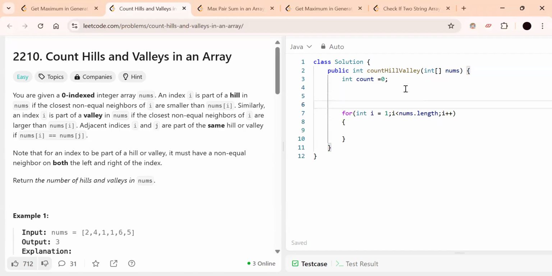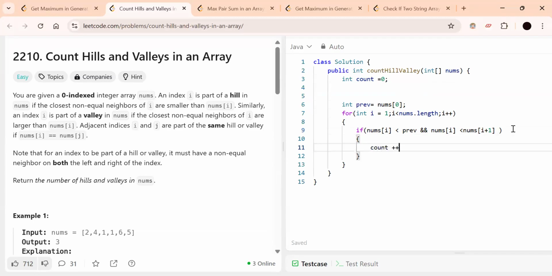Let's see. What is the previous value initially? The previous value is initially nums of 0. What we need to see: if your current value, which means nums of i, is less than the previous value and nums of i is less than the next value, nums of i plus 1, then this is a hill, which means count plus plus.